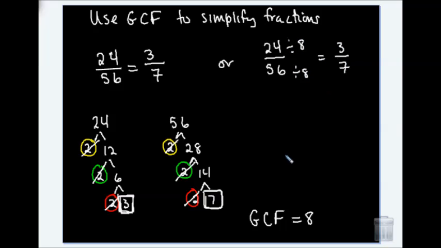So two methods using the greatest common factor. One, we can do all of the pairing. It's just that every pair cancels each other out. So there's 3 and 7 left. Every pair cancels each other out and you're left with a 3 and a 7, or you can say the greatest common factor was 8, so you divide the top and the bottom by 8.